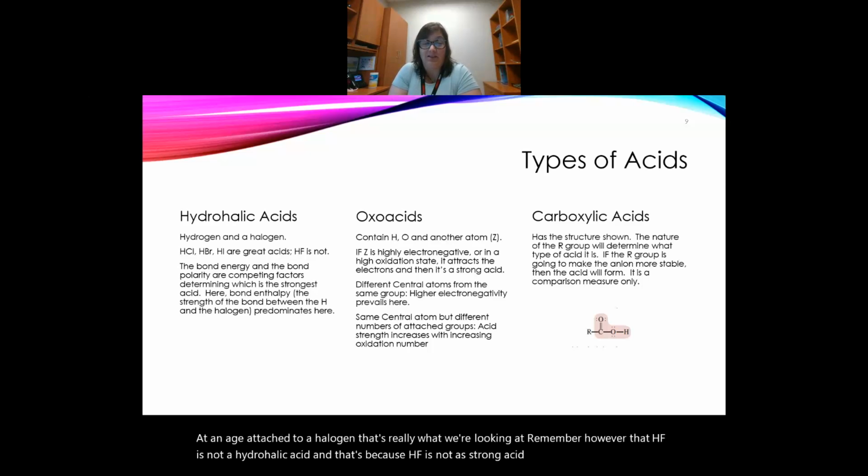Therefore, it is not included in this. Okay. Generally speaking, the Cl minus, the Br minus, and the I minus are very happy being alone, so these are very strong acids. Okay.